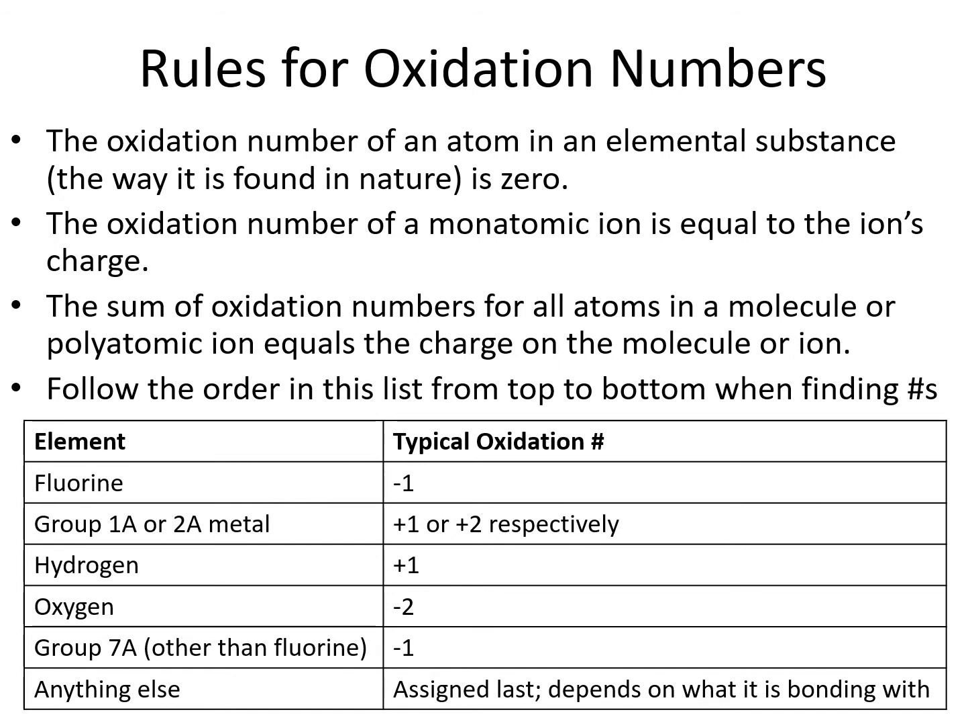Remember, the total of the oxidation numbers has to equal the charge on the molecule or the polyatomic ion. Oxygen is usually a -2, but if it's bonded with something higher in the list, the thing that is higher in the list has priority. Group 7A, other than fluorine, is typically going to be a -1. Fluorine is always -1, but the other 7A elements are just usually -1. Again, it depends on if it's bonding with something higher in the list or not. Anything not on this list is assigned last, and it will always get the leftovers of making the charge on the molecule or a polyatomic ion come out to what it's supposed to be.